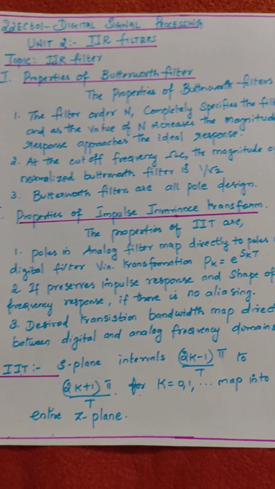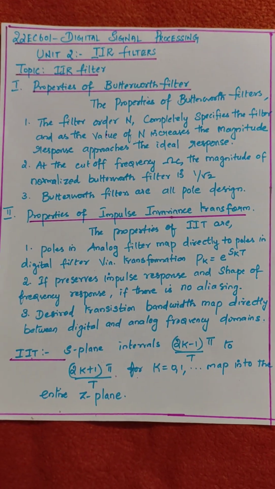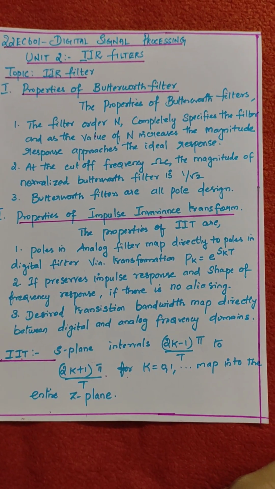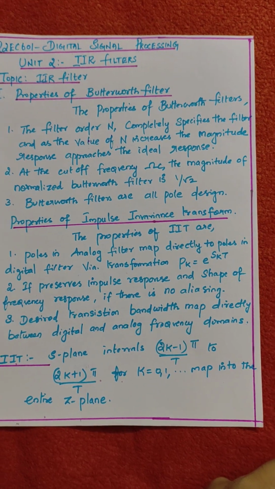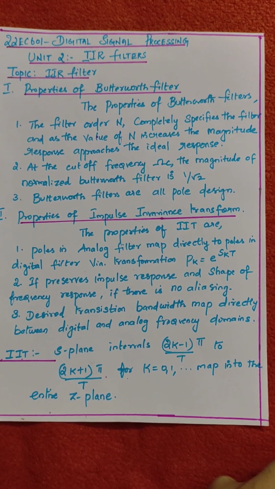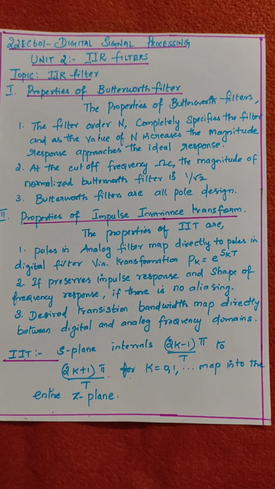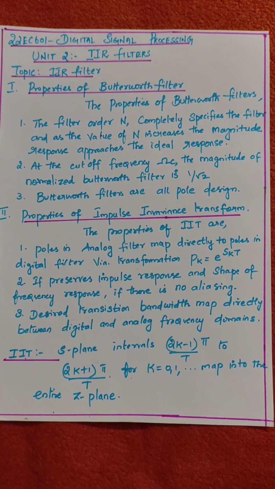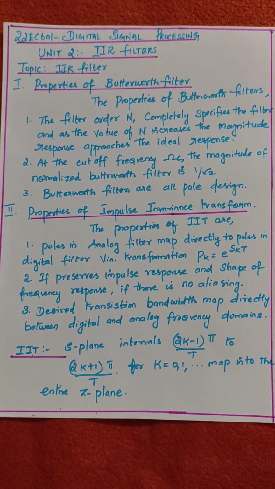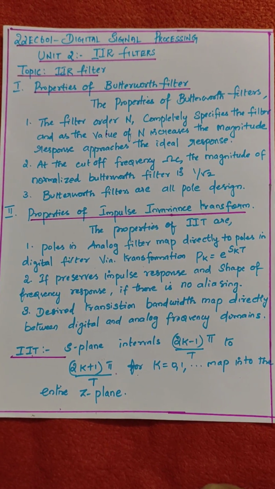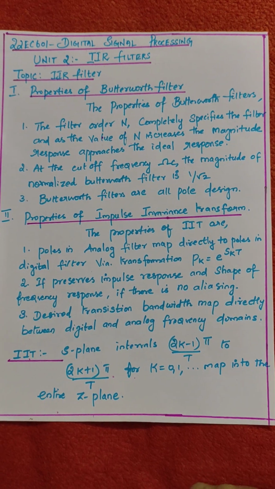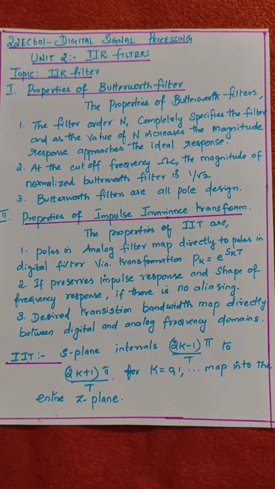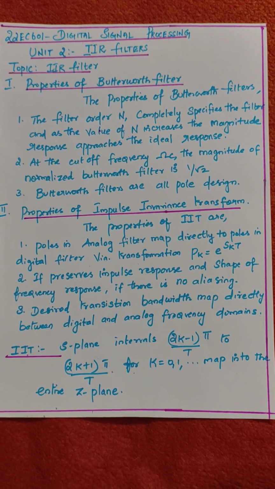Next, properties of impulse invariance. The properties of impulse invariance technique are number 1. Poles in the analog filter map directly to poles in the digital filter. That is the transformation p_k equals e to the power s_k into T. We have analog filter and digital filter. Impulse invariance is a digital filter design, Butterworth is an analog filter. We can map the analog filter directly to the digital filter. The formula is p suffix k equal to e to the power of s suffix k into T.